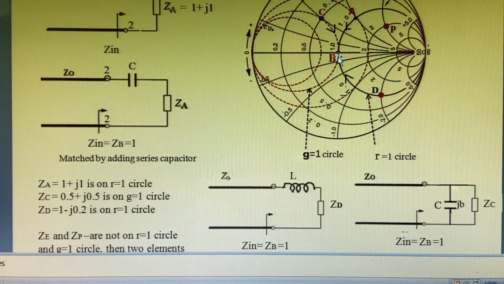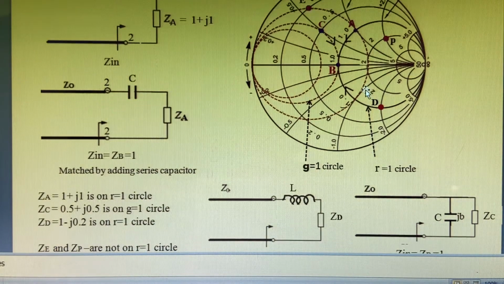So the value of this capacitor we can find by finding what the B value is here and what the B value is here, and then substituting in the equation as we discussed in the previous topic. You will get the value of this component. So that is the solution if the load is 0.5 plus j0.5, as shown here. For example, another example, this is a load point D.